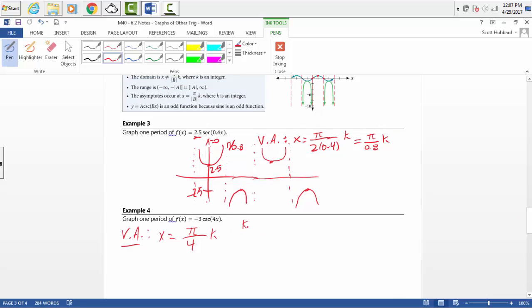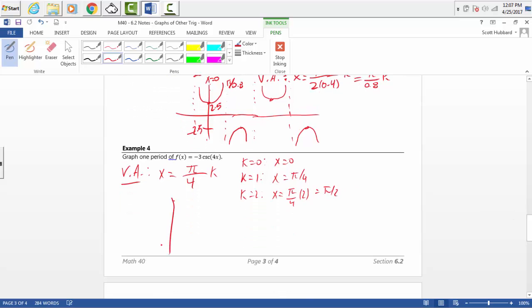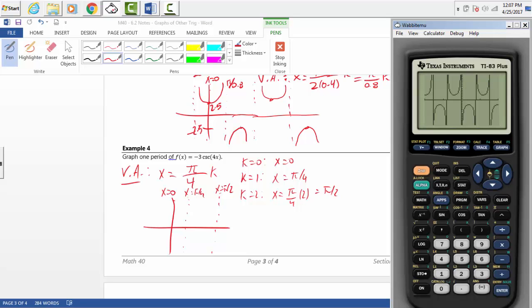And so when k is 0, x is equal to 0. When k is 1, x is equal to just pi over 4. When k is 2, x is equal to pi over 4 times 2, which is pi over 2. Okay, and so these are some of our asymptotes. X equals 0, x equals pi over 4, x equals pi over 2. It's not to scale.